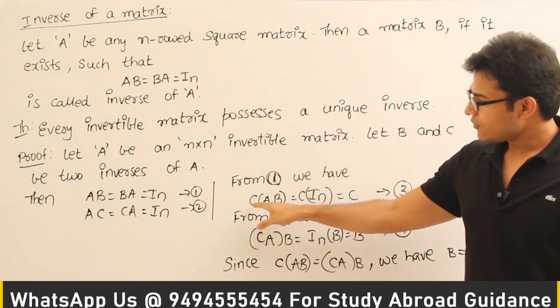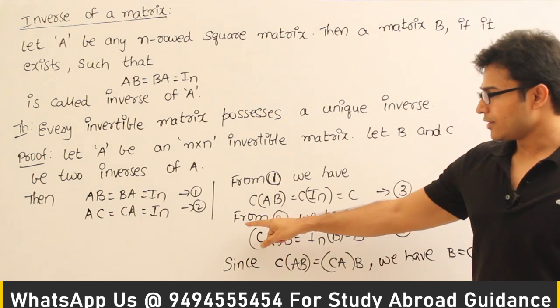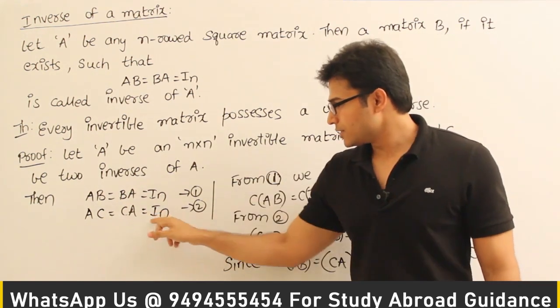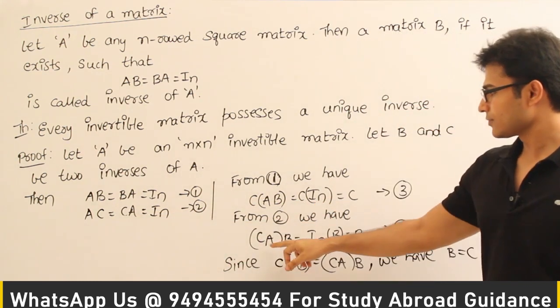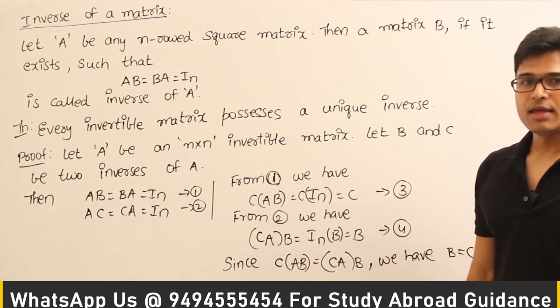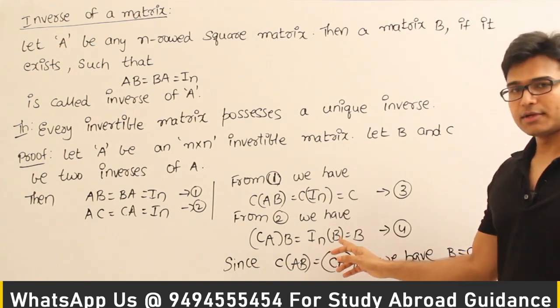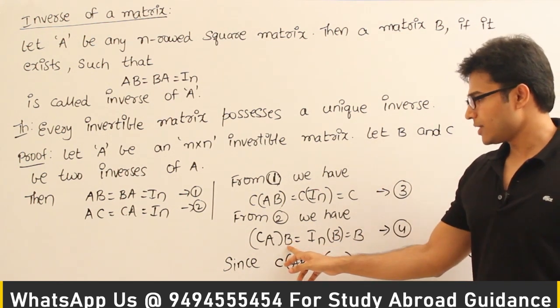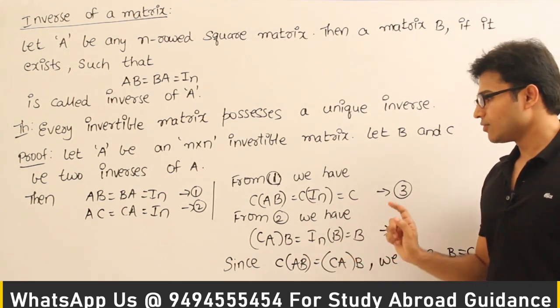Got it? Then what did we get? C into AB equal to C into In equal to C. Then from 2, which means from this one, I am going to take C into A equal to In, and then I am going to multiply from the other side, post multiplication, with B. So here I am multiplying with B and here I am multiplying with B. In into B equal to B.